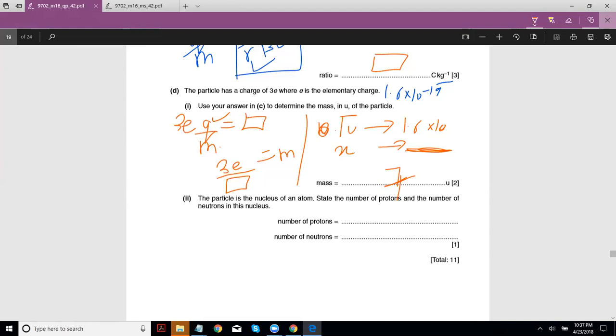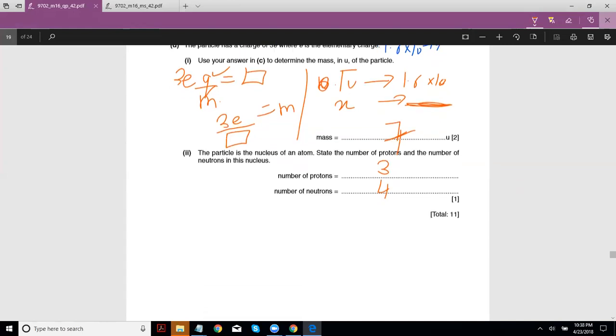So if it has 3e, like 3 electrons and 3 protons. 3 electrons no, 3e just means charge is 3. It can be positive also, by the way. It's probably positive. The particle is an atom. Just forget it. Yeah, 3 protons, 4 neutrons. That's the idea. Either you see 3 protons from the charge or directly.